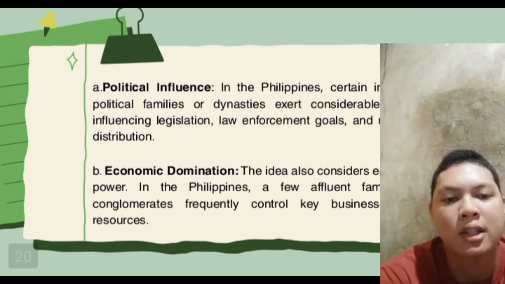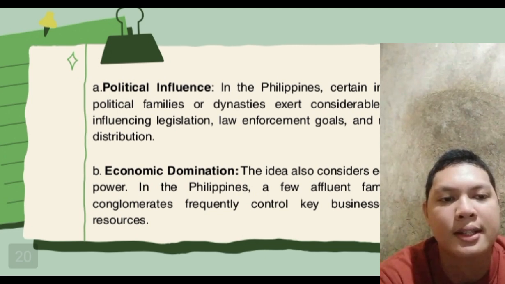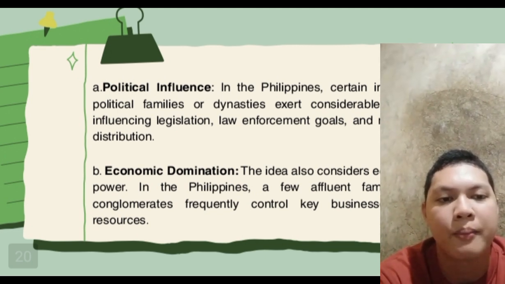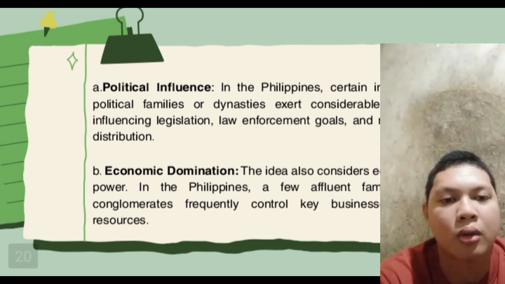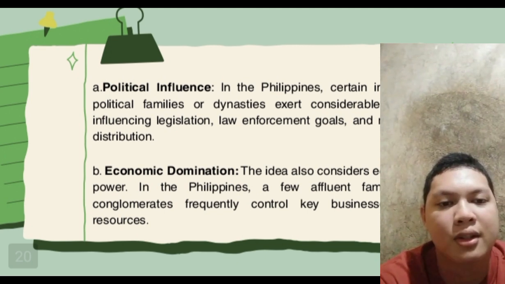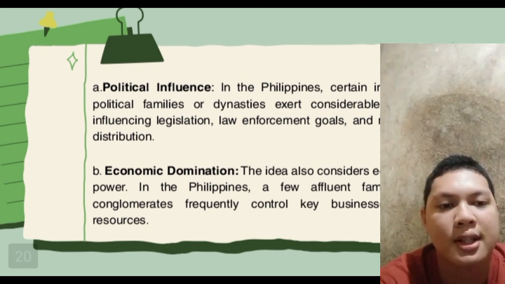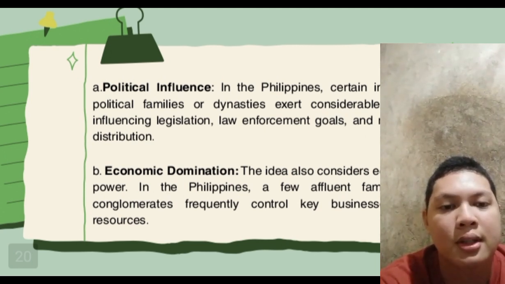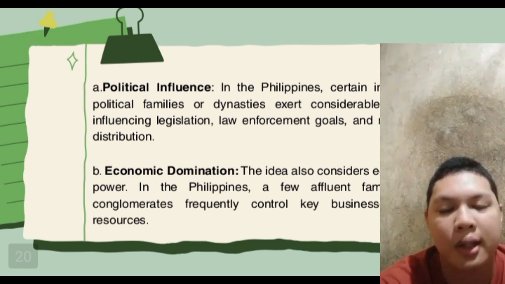B. Economic domination. The theory also considers economic power in the Philippines. A few affluent families or conglomerates frequently control key businesses and resources. So, a few wealthy families or large business groups control major industries and resources. This gives them economic power, which allows them to influence government actions, policies, and the country's economic direction.